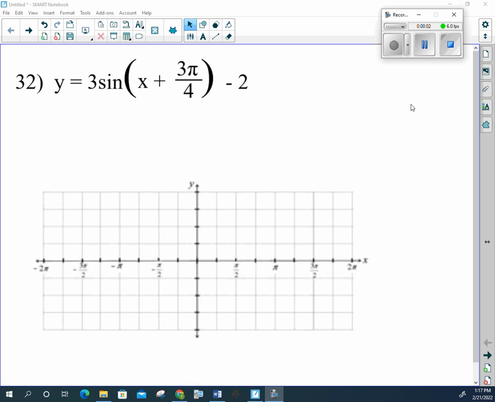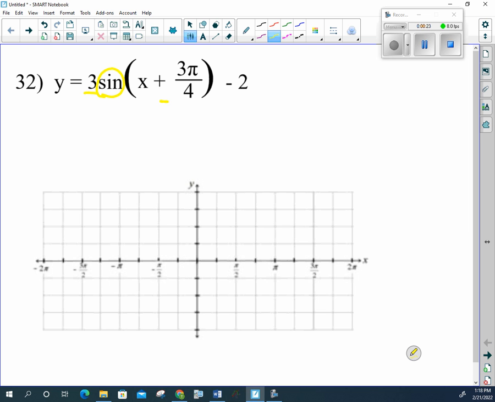Okay, we're going to go ahead and graph number 32. So once again, when I'm going to graph these functions, I have to analyze what's happening first before I can begin. Right off the bat, I see that my amplitude is changing. I have an amplitude of 3. I'm graphing the sine curve, so I should know the shape of the sine curve. I should know what I'm after.